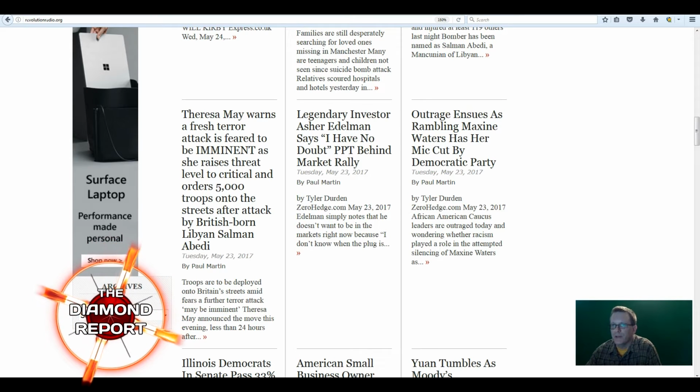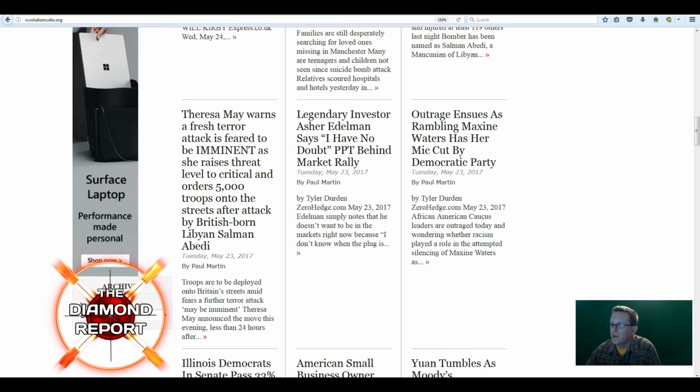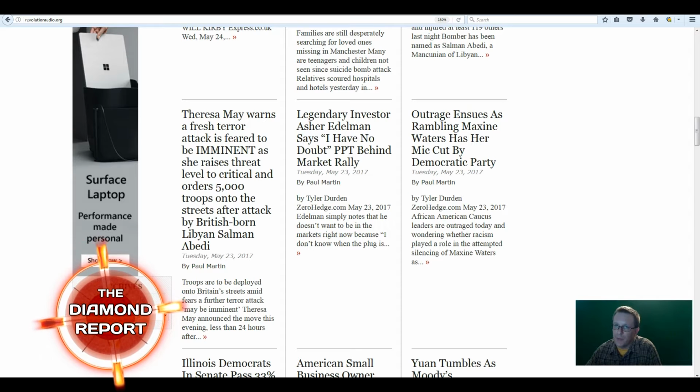It's on Zero Hedge. Theresa May warns a fresh terror attack is feared to be imminent as she raises threat level to critical and orders 5,000 troops onto the streets after attack by British-born Libyan Salman Abedi. So now they have the excuse they need to put troops on the streets and start taking away innocent people's rights. It's called the Hegelian dialectic. You create the problem, you form a reaction, and then you come in with your own solution.